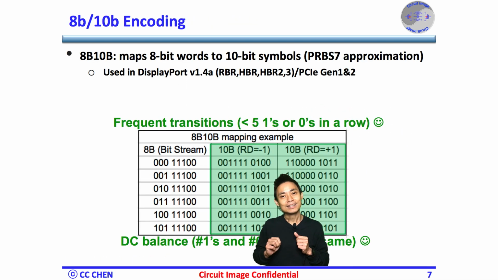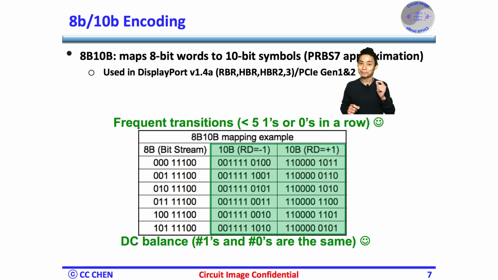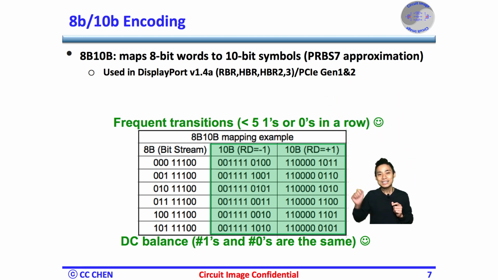The second line code is quite popular and useful in most SerDes protocols, such as DisplayPort RBR up to HBR3 and PCIe Gen 1, Gen 2, which is called the 8b/10b code. The 8b/10b encoding maps 8-bit words to 10-bit symbols, and it's a PRBS7 approximation to provide both DC balance and bounded disparity in the data transition.